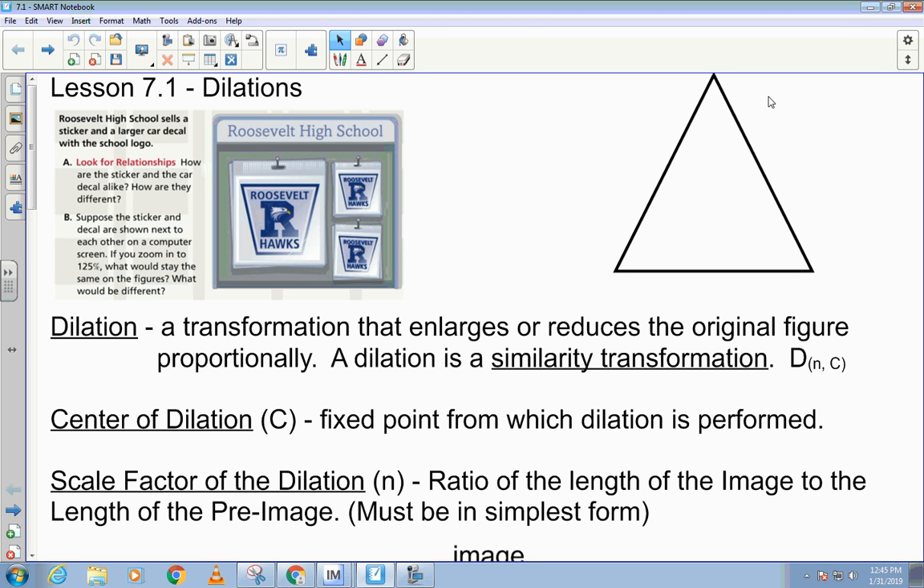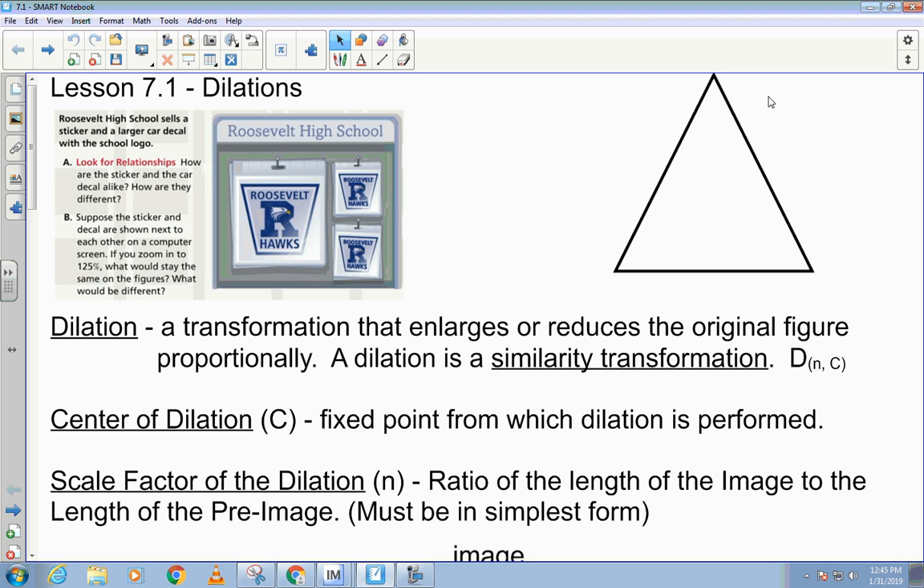Now look at this picture right here. Roosevelt High School sells a sticker and a larger car decal with the school logo. Look for relationships. How are the sticker and the car decal alike? How are they different? Okay, the angle measures look to be the same, right? Okay. What'd you say? They're smaller, okay? The angle measures are still the same.